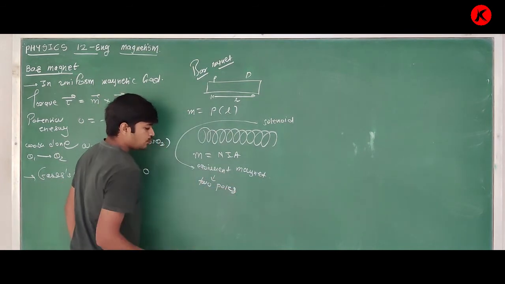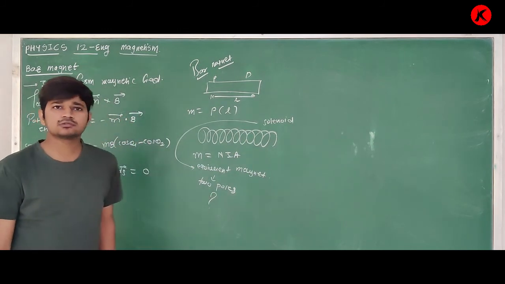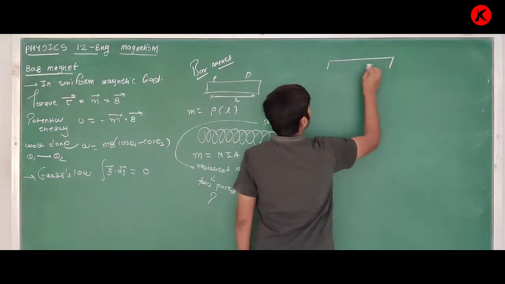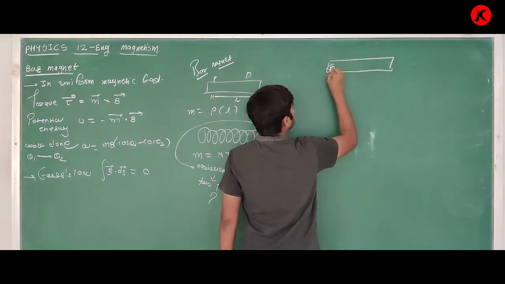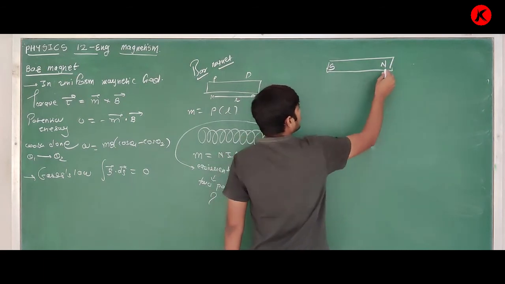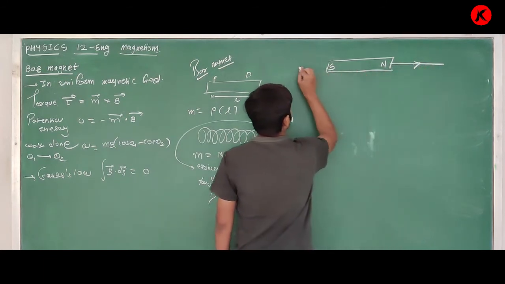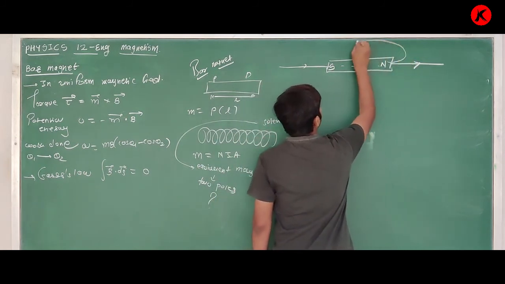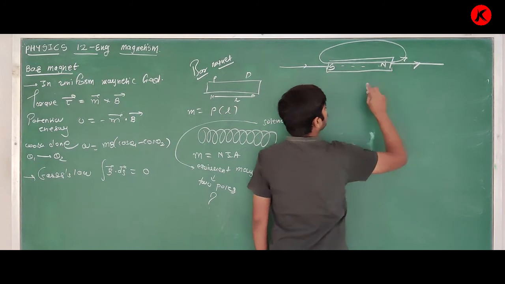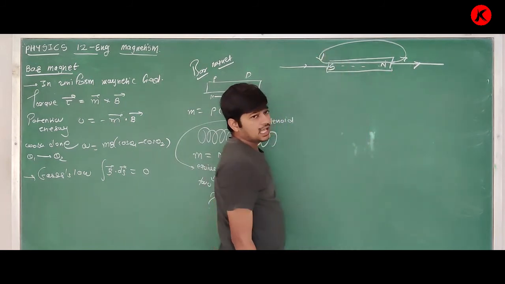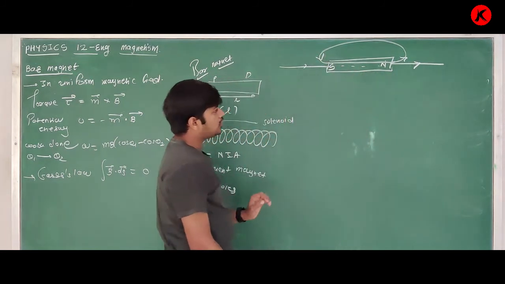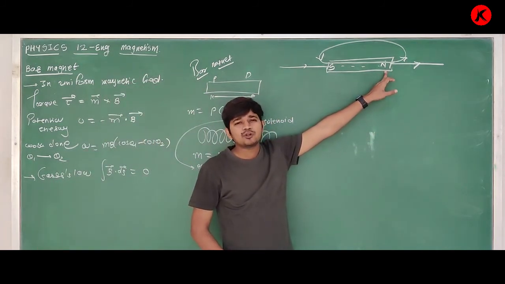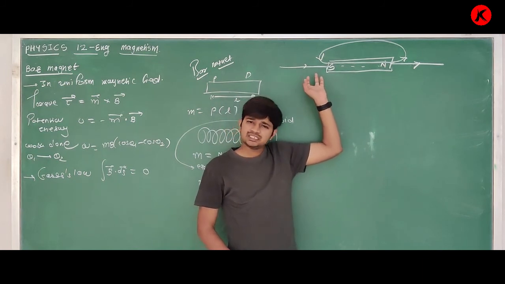So which end behaves as which pole? For a bar magnet, we know that there is a south pole and a north pole. Magnetic field lines go outside from the north pole and inside toward the south pole. They form closed loops like this, going from north pole outside and into the south pole, and inside the magnet they move from south to north. So what you have to remember: the magnetic field goes outside from the north pole and inside at the south pole.